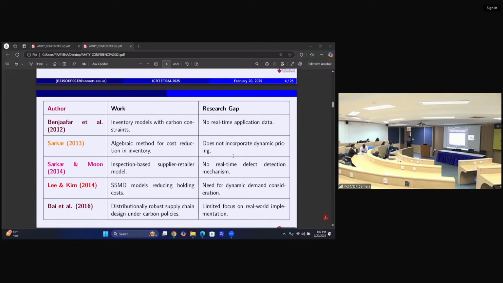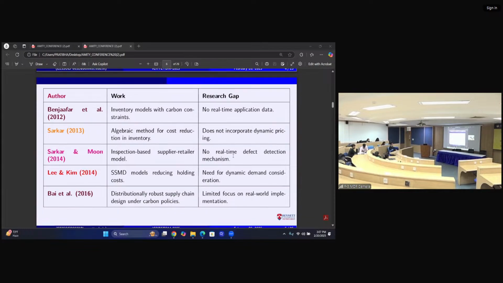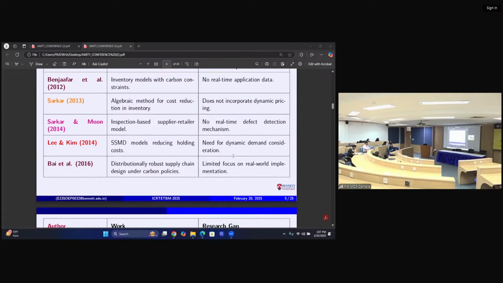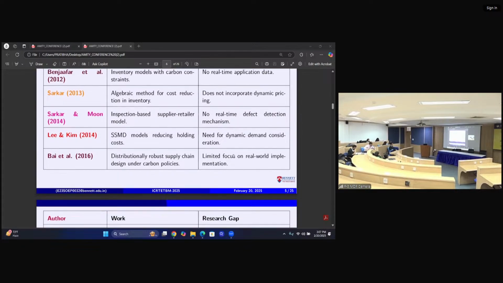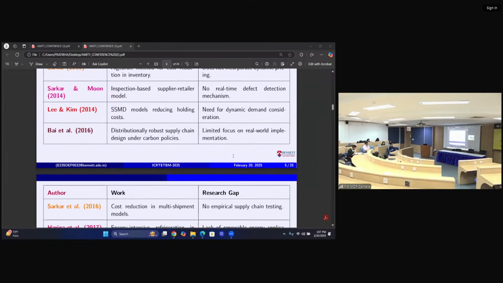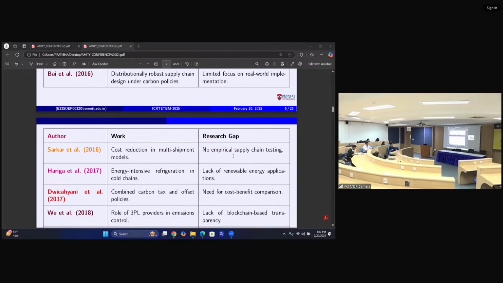Similarly, Jawaher et al. in 2000 and Sarkar et al. in 2013 used an algebraic method for cost reduction in the inventory, which does not incorporate a dynamic inventory model. Wu et al. in 2016 reviewed distribution and supply chain design under carbon policies, with limited focus on real-world improvement mentioned.